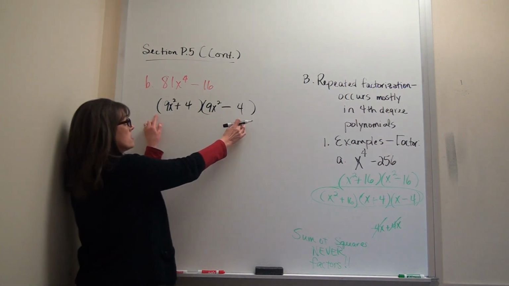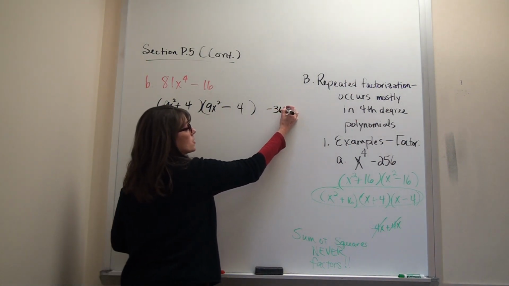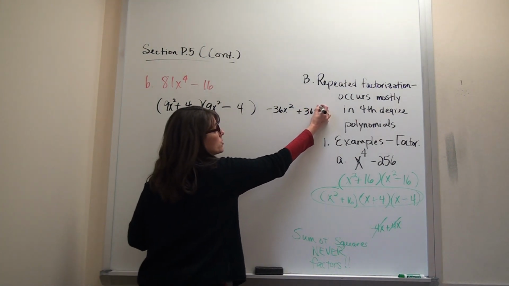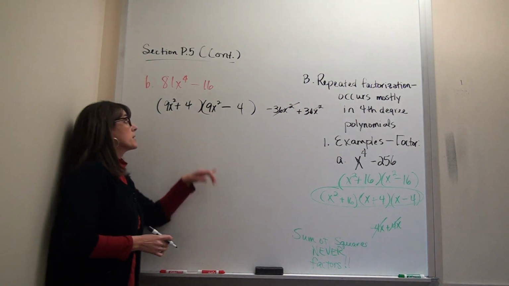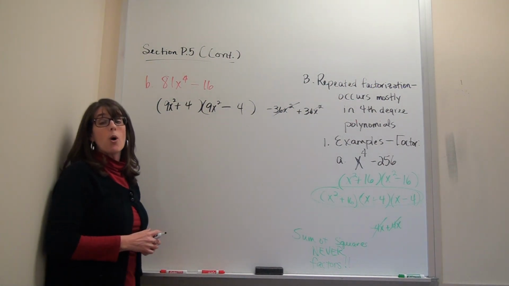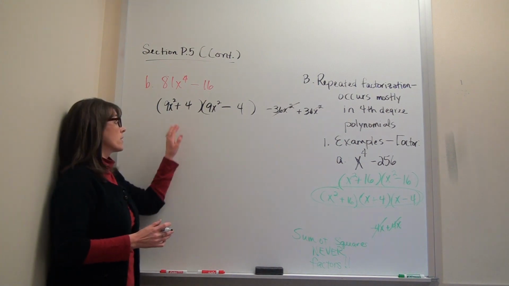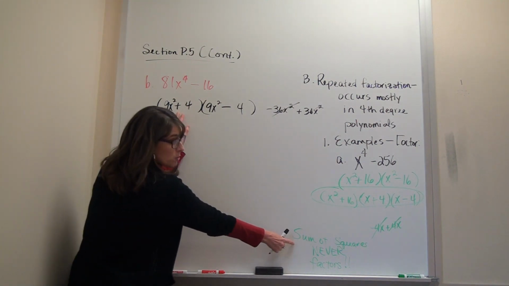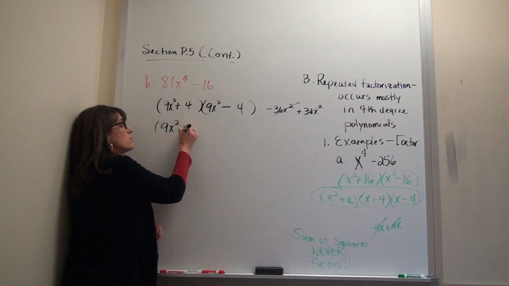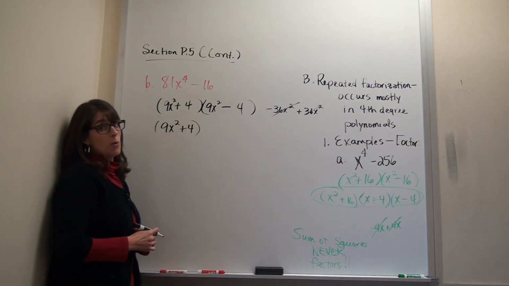When I check those outsides, I get a negative 36x squared. On the inside, I get a positive 36x squared. Those do, in fact, cancel out like I needed them to because I don't have that middle term. So I know it's good. But remember, you still should always check to see is there more that you can do. Now here, that's that sum of squares we just talked about. So that won't go any further. No matter how hard you try, you'll spend all day trying to factor that thing and it won't factor.